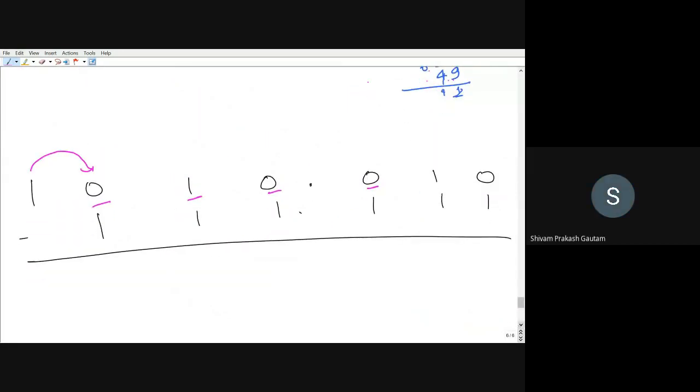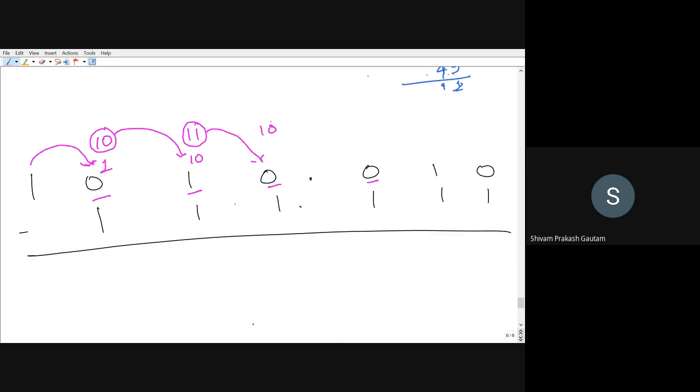Okay. If you borrow 1 from here, this will become 10, correct? But again, it has to give 1. So if you minus 1 from this, it becomes 1, and 1 will be gone here. So this bit will become 11. But again, it has to donate. So 11 minus 1 will be equal to 10, and 1 will be gone here. So this bit will become 10, but again it has to donate. So 10 minus 1 will be equal to 1. 1 will be remaining, and 1 will be gone here. So this bit will be 10.